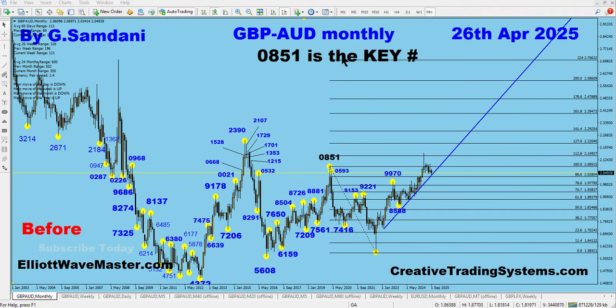I see that Pound Aussie is making a nice pattern, so I want to explain a little bit of Elliott wave and some harmonic patterns. Let's get started here. The monthly chart is like this. I made it in April, and you can see that it is traveling nicely in an uptrend so far.